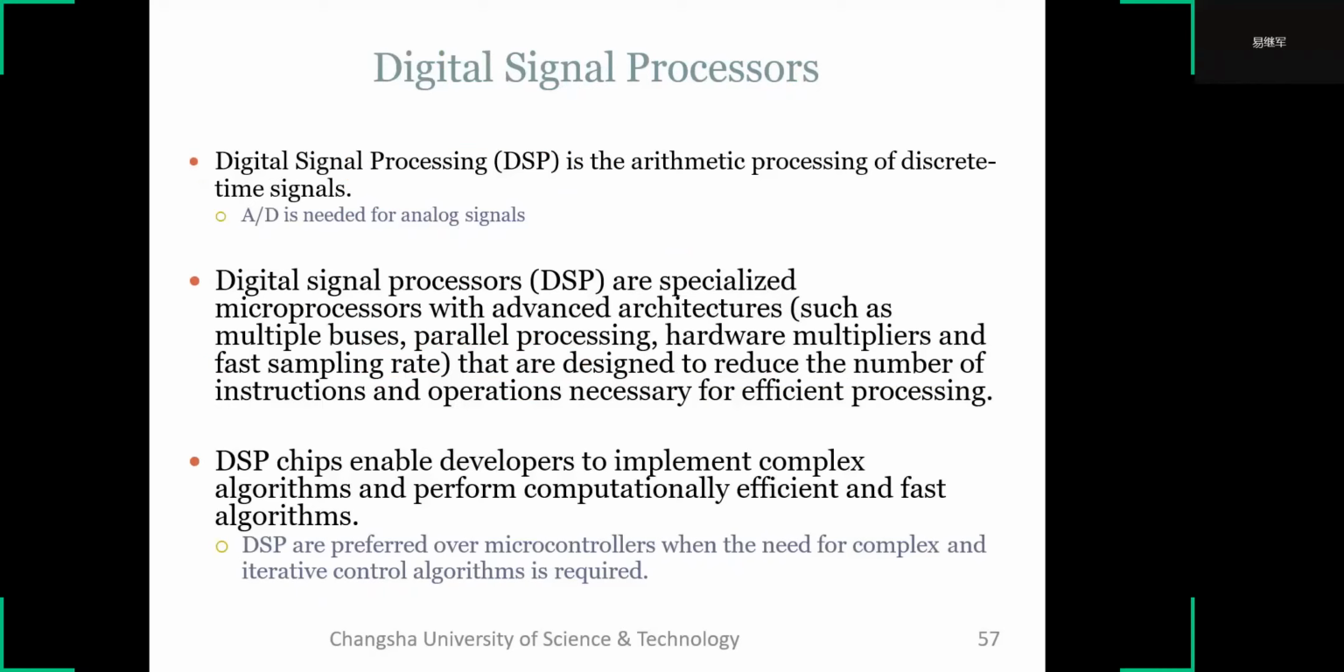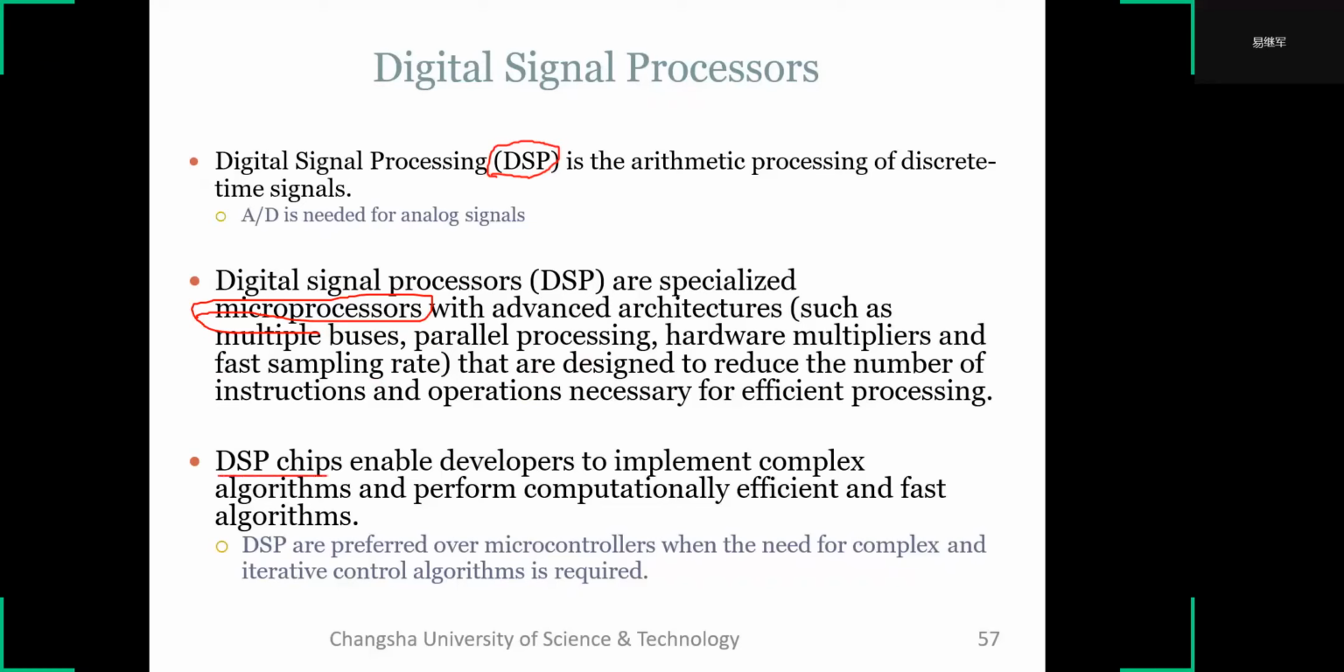Next, let's introduce digital signal processors. Digital signal processing, DSP, is the arithmetic processing of a discrete time signal. Digital signal processors are specialized microprocessors with an advanced architecture such as multiple buses, parallel processing, hardware multipliers, and fast sampling rate, designed to reduce the number of instructions and operations necessary for efficient processing.